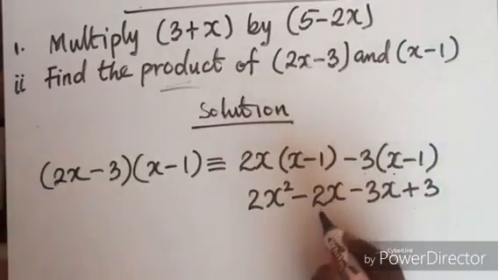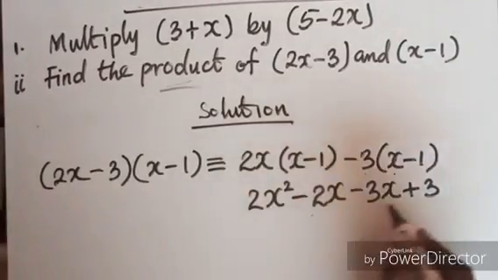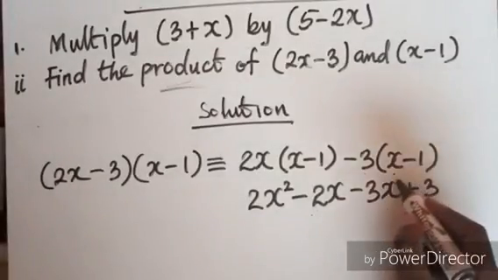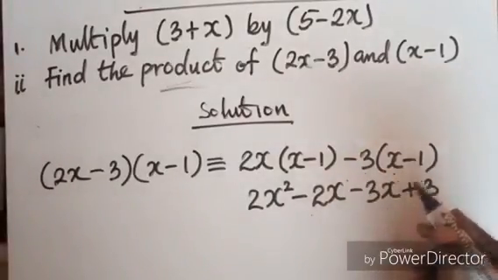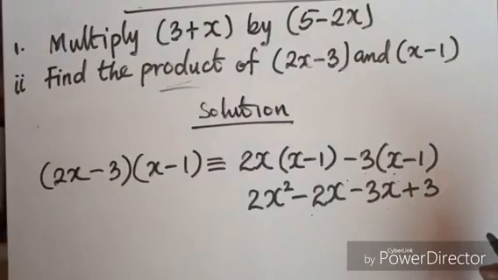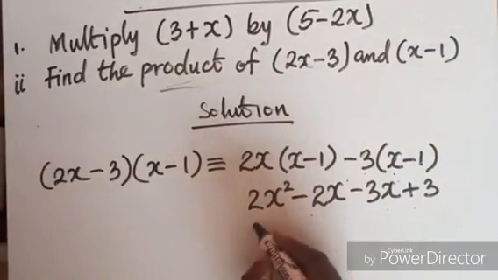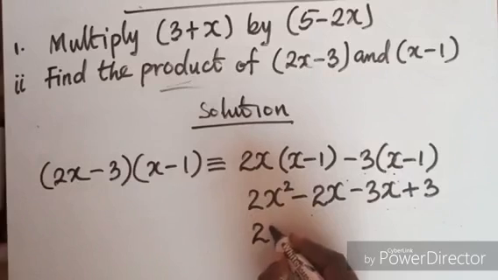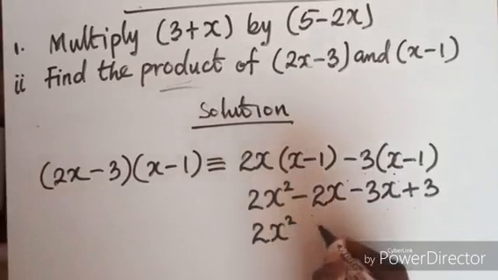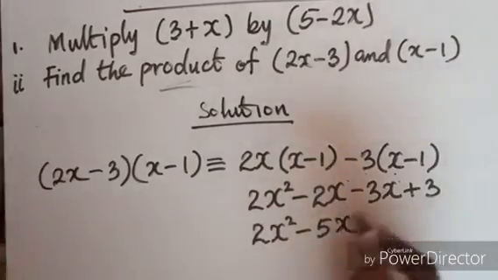And we realize that the middle parts, you would always have to check it. This is to the power 1, this is to the power 1, but this one is to the power 2, so we're going to get 2x squared minus 5x. Why are we adding?